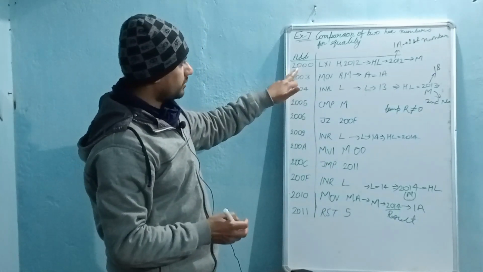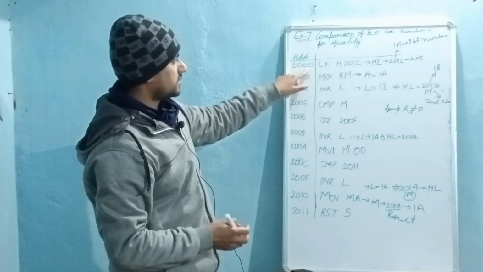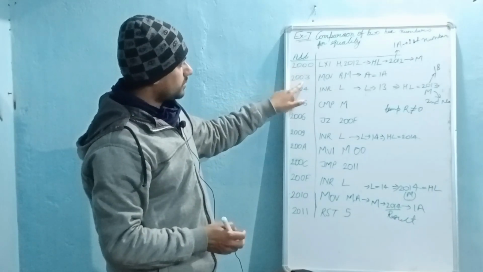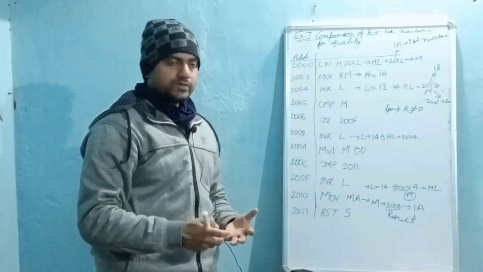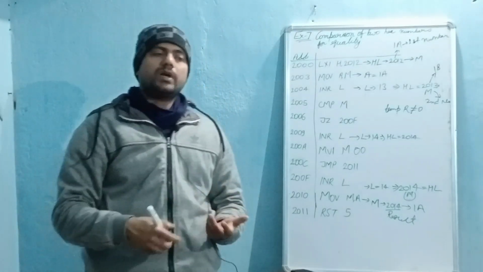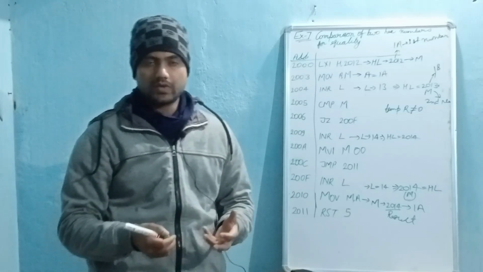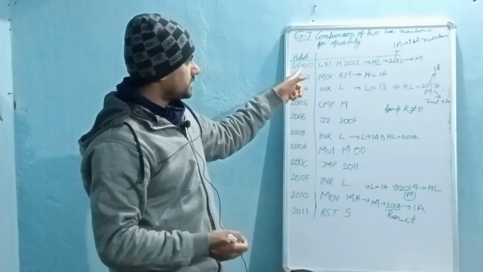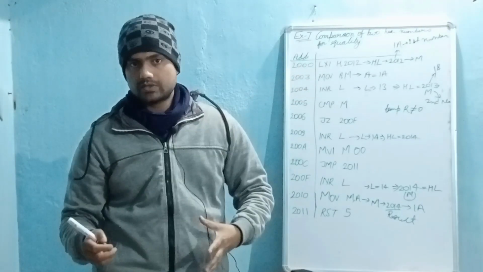Now you can see here from 2000 to 2003. That means this instruction is a 3-byte instruction. So according to the address, meaning how many memory locations one particular instruction is taking, by that we can determine how many bytes that particular instruction is. Since this one is taking 3 memory locations, this one is a 3-byte instruction.